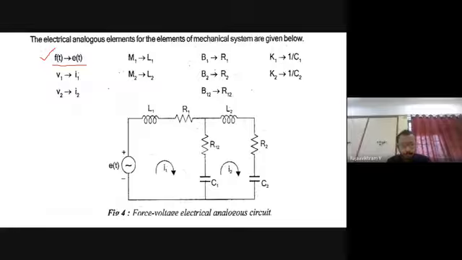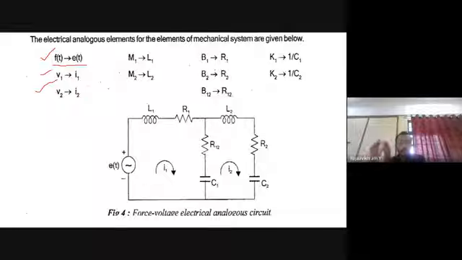Next, V1 and V2 represent the velocity, and the equivalents are I1 and I2, that is current 1 and current 2. Since there are two nodes in the mechanical system, M1 and M2, while converting to the equivalent circuit in the electrical system we have two loops. That's why we have the two currents I1 and I2. So how many nodes are there in the mechanical system?